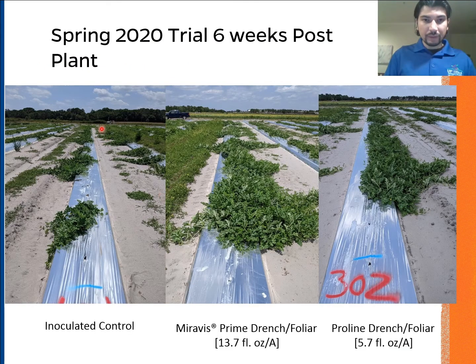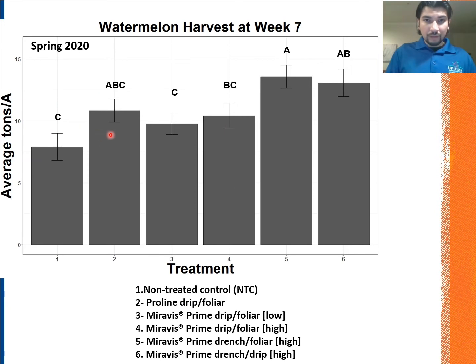And here's some images from the field trials. You can see the inoculated control. We have some plants that succumbed to the disease, and overall a little bit less foliage compared to the Miravis Prime shown here, and also the Proline, which did really well in this trial as well. So we were able to harvest at 7 weeks. We did a little bit earlier than normally, just to combat the wildlife issue we were having before, so we can actually make some comparisons of what we're recovering.